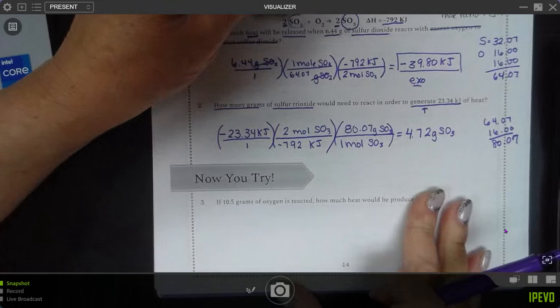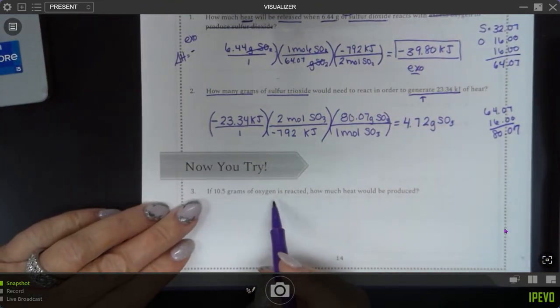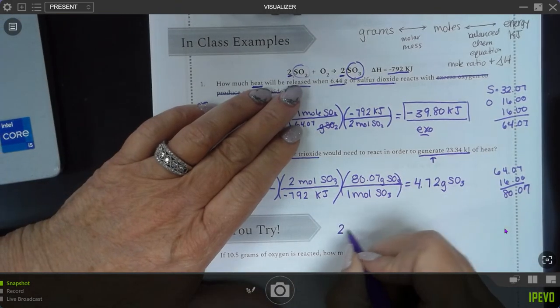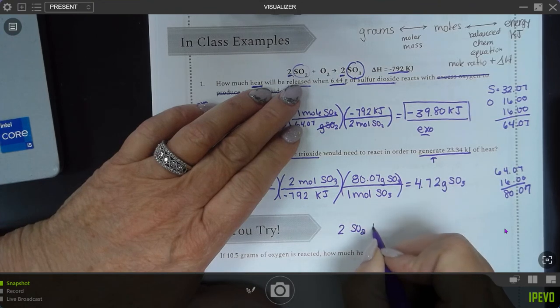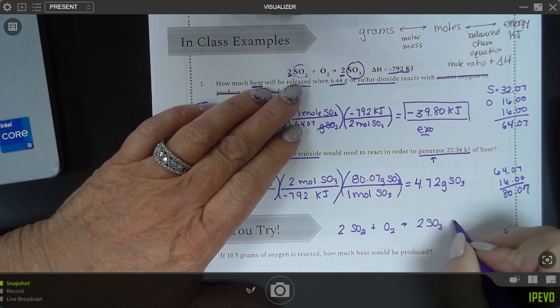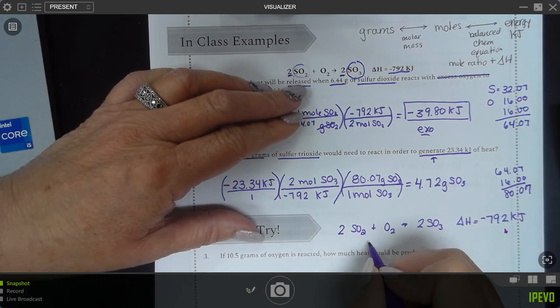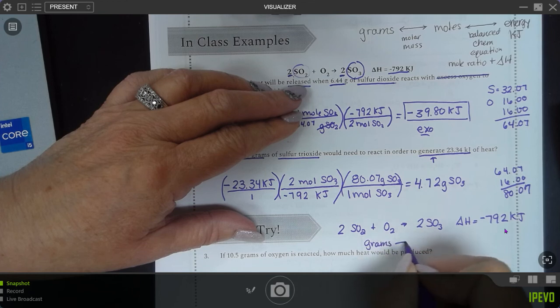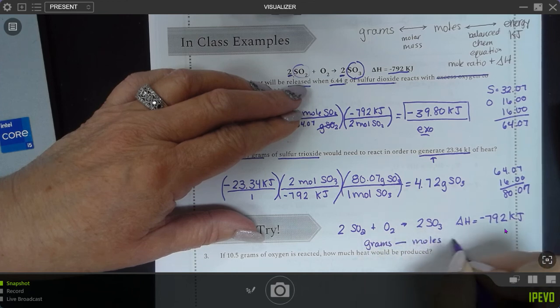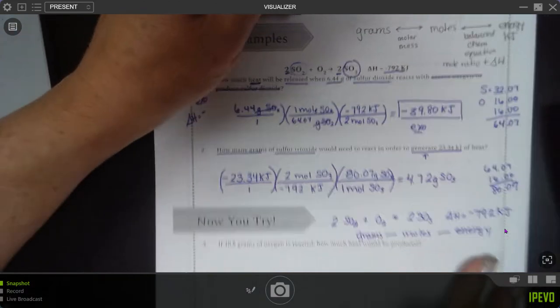Okay, let's do one more example. If 10.5 grams of oxygen is reacted, how much heat would be produced? I'm going to write my equation back down here. So I've got 2 sulfur dioxide plus O2 produces 2 sulfur trioxide, and my delta H is negative 792 kilojoules. And again, I can go from grams to moles to energy in joules or kilojoules. All right, so let's do this one.